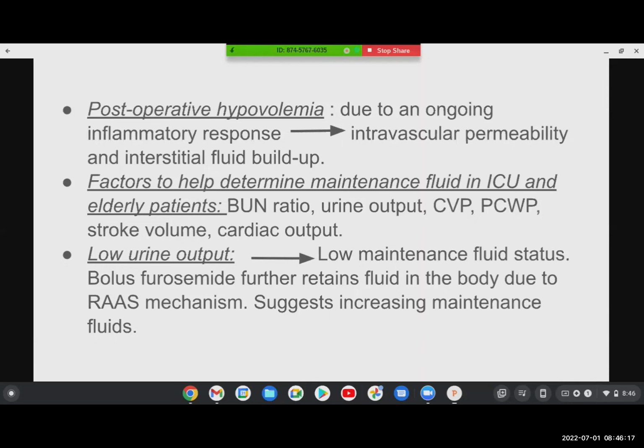So in this case, what we basically have to do is increase the amount of maintenance fluid, but some prefer to give a bolus furosemide. But bolus furosemide is a loop diuretic, which further retains fluid. If we give bolus furosemide, it results in increased excretion of water due to the diuretic effect, but it further retains the fluid in the body due to the compensatory RAS mechanism. If we are excreting urine while there is already low maintenance fluid in the body, the renin-angiotensin system starts acting in retaining whatever fluid is left, which suggests that increasing maintenance fluid is the right way to go for low urine output status.